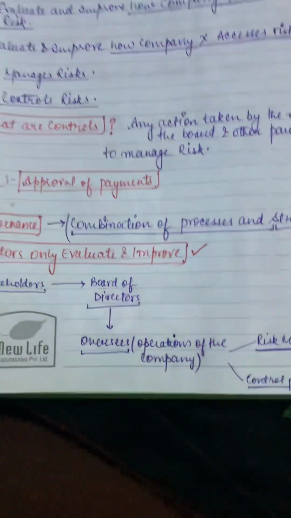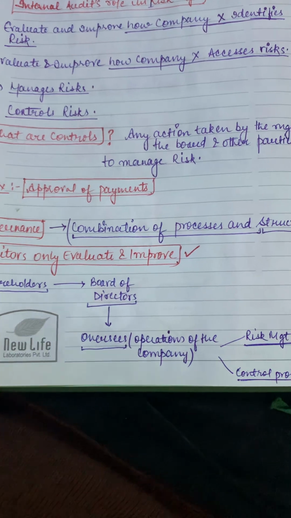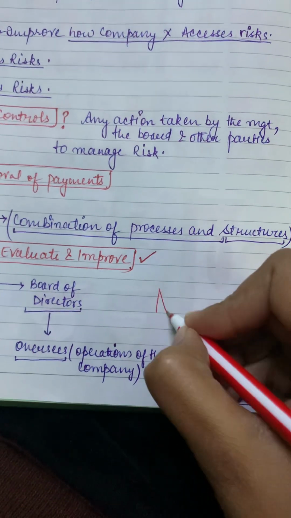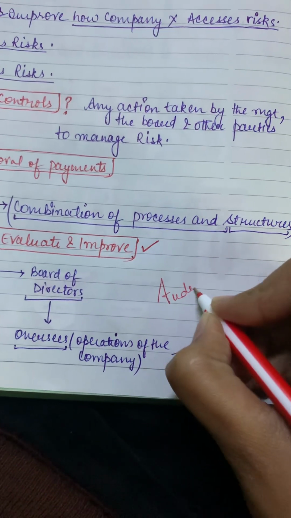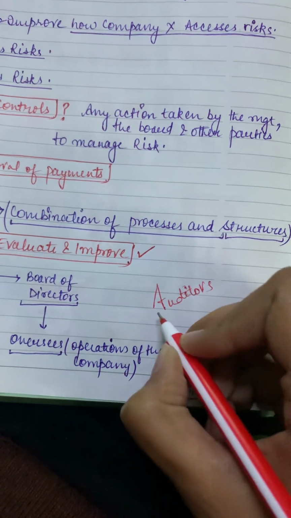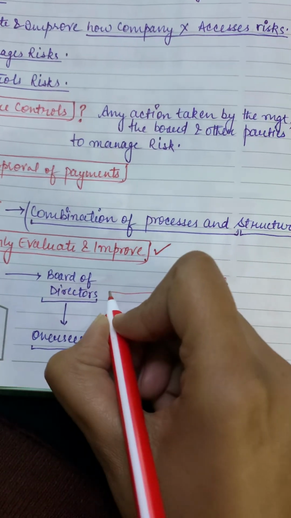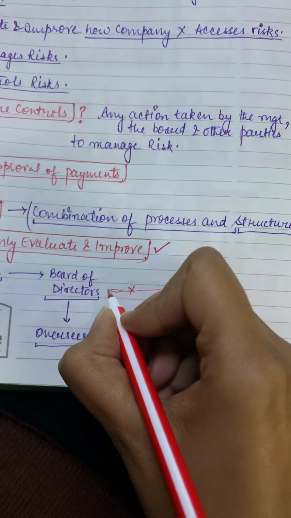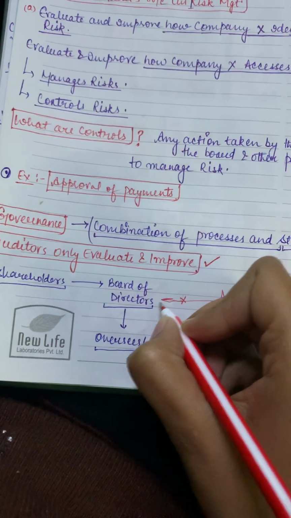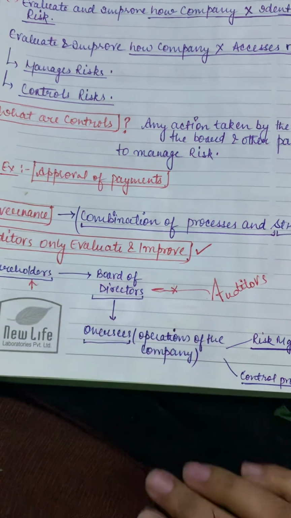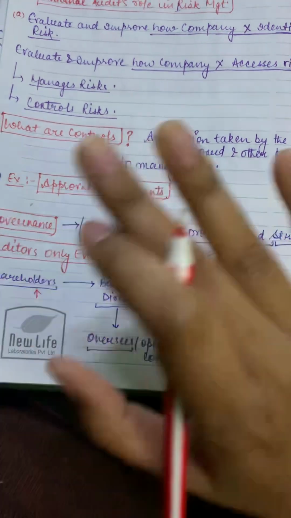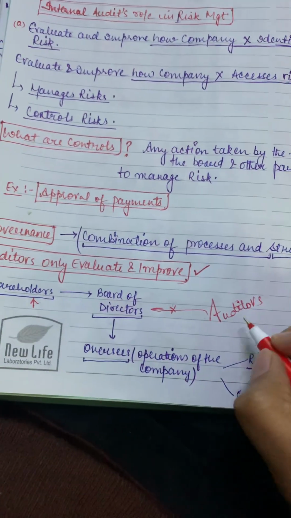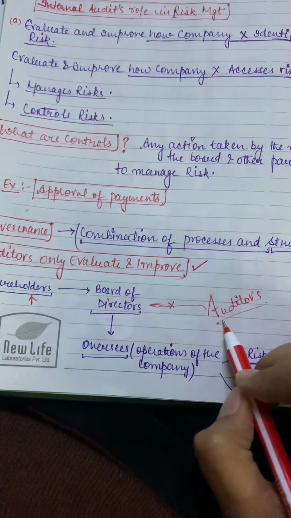Let me take the example of the auditors here. Auditors are not directly responsible for reporting to the board; rather, auditors will report to the shareholders with all the reporting and all that. So this is the difference.